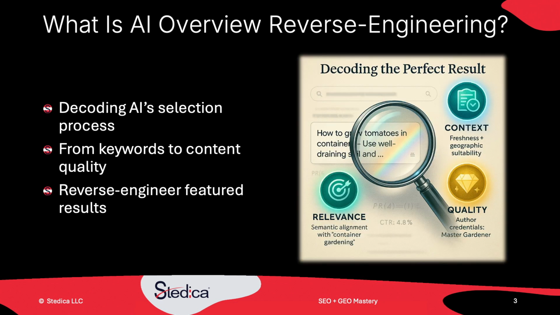What is AI overview reverse engineering? AI overview reverse engineering is about decoding how search engines, like Google's SGE, make decisions. It means analyzing which content they feature, how they structure search results, and why certain pages outrank others. The key here is to recognize that search engines are no longer just indexing keywords. They're analyzing content for quality, context, and relevance. And they do this using AI.